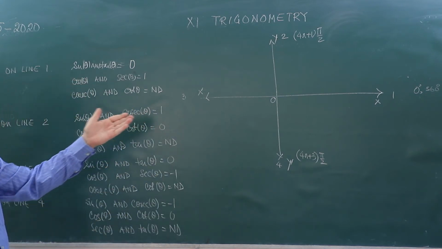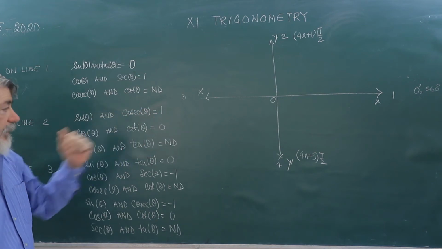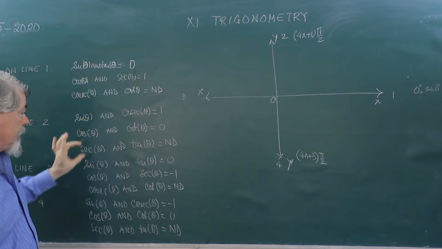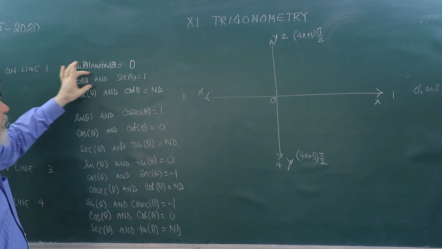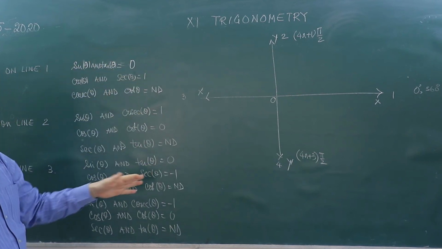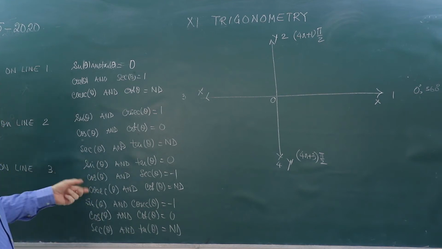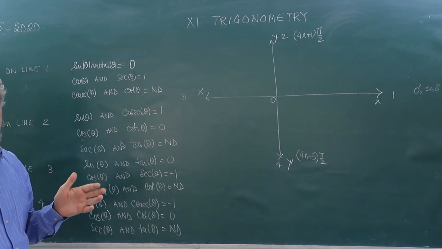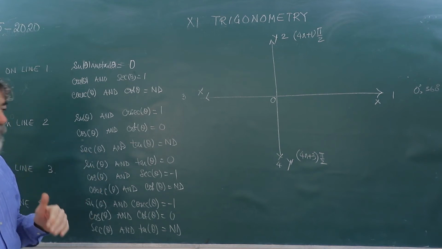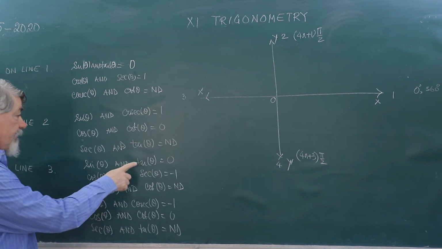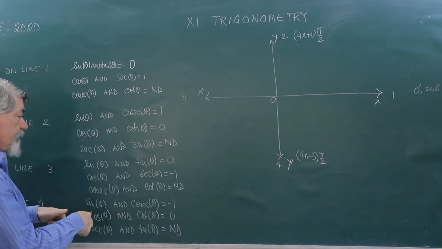Now let us see line 3. Along line 3, the same thing will happen. Sin theta and tan theta are 0. Cos theta and sec theta, instead of plus 1, will become minus 1. We will explain it to you when we talk about the graphs. And again, wherever 0 is there, the opposite of 0 will be not defined.